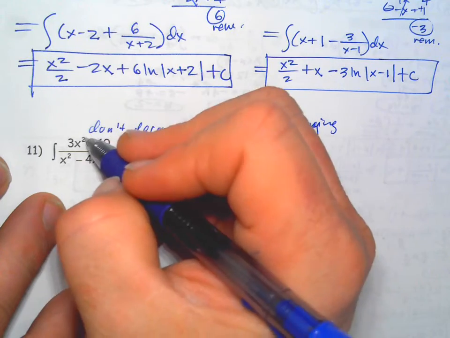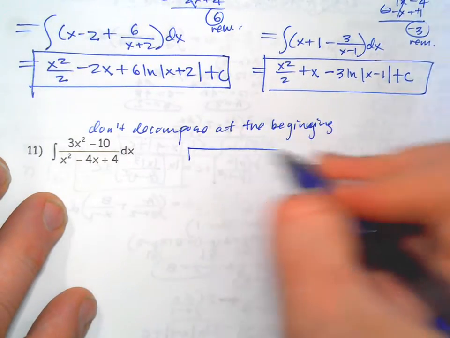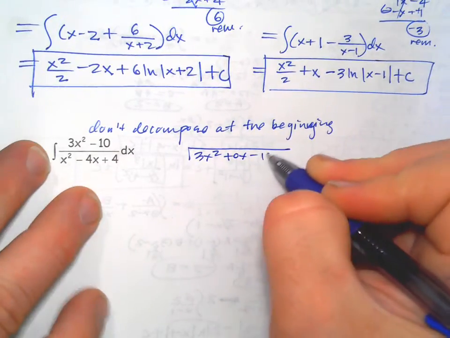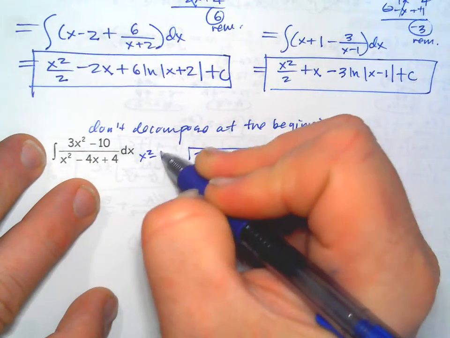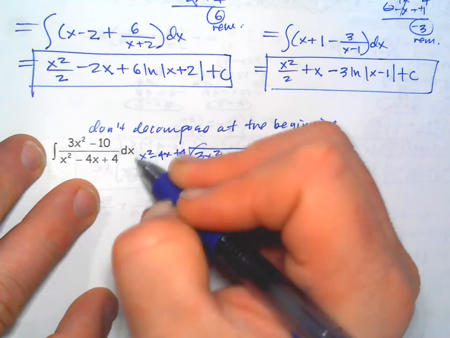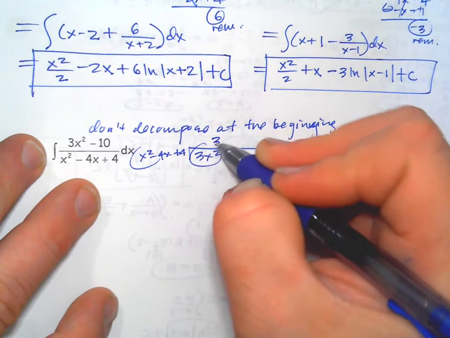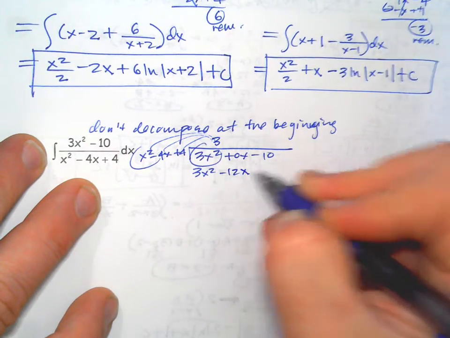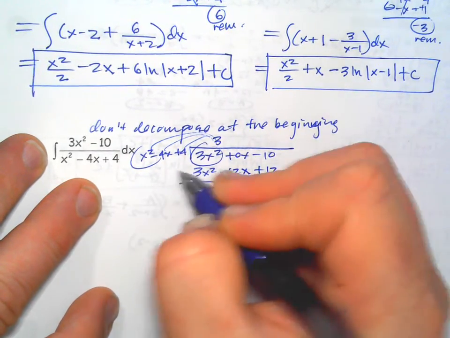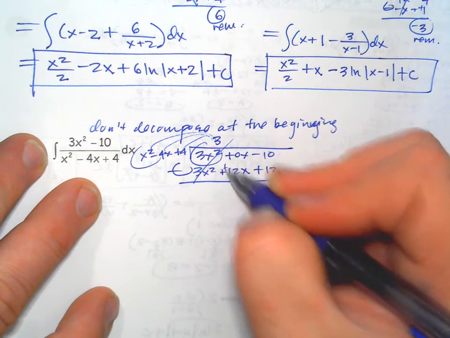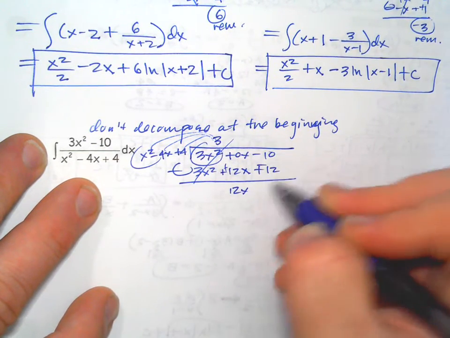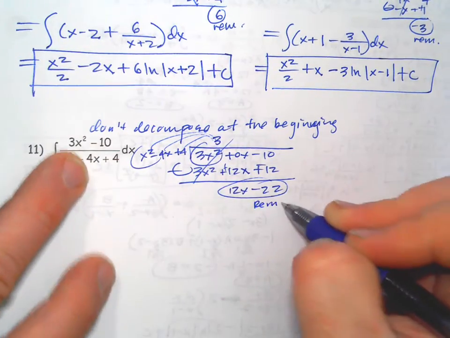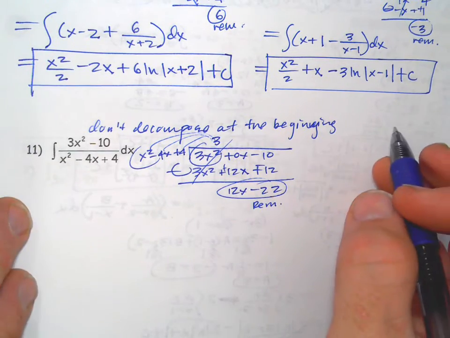Okay, so the degree of the top is equal to the bottom, so you still have to do long division. So that's going to be 3x squared plus 0x minus 10 divided by x squared minus 4x plus 4. 3x squared divided by x squared is 3. Distribute, get 3x squared minus 12x plus 12. And subtract the whole thing. Get positive 12x minus 22. This is your remainder because it is now a degree less than the original denominator, so you're not going to be able to break it up anymore.